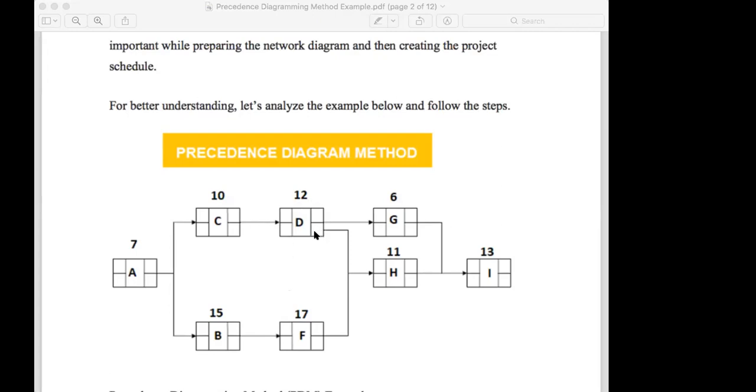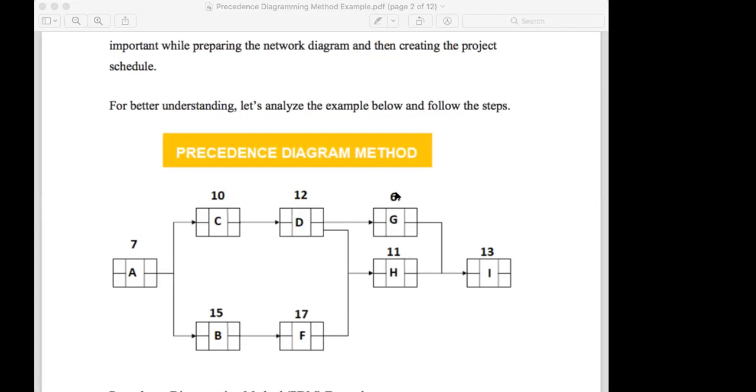After completing D, you can start G and H. After completing F, you can start H. But G doesn't depend on F. It's separate. After finishing D, you can start G. You don't want to wait until F is finished, because straight after D you can start this one. But only after finishing D and F can you start H.